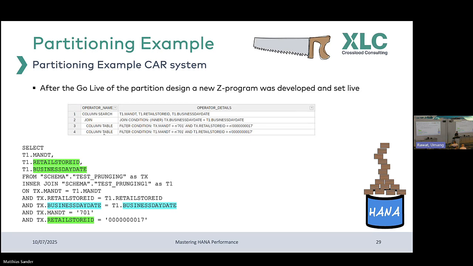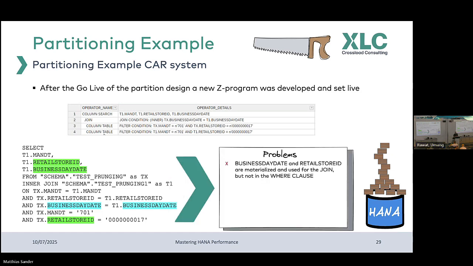So the big problem here: business day date and retail store ID were materialized and used for the join, but were not in the where clause, which means at the end, 280 partitions were joined against each other. In this case that was a huge problem for the database because no partition pruning is performed. And we are speaking about a Power 9 machine with 40 cores and SMT8, a very powerful, very big machine, not just a little HANA box with 128 gigabytes.